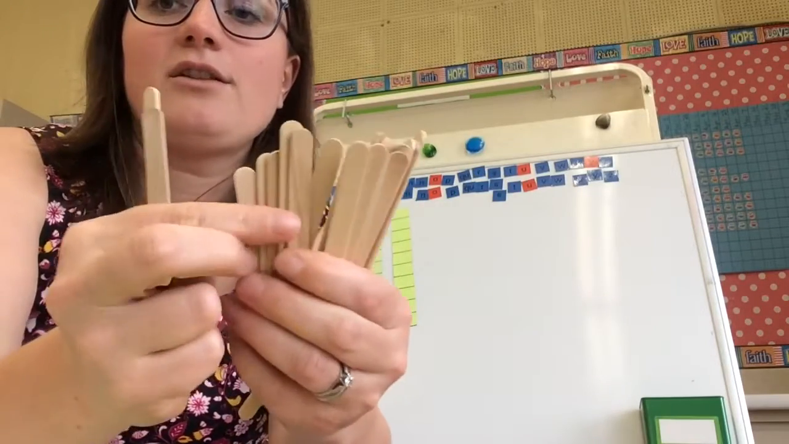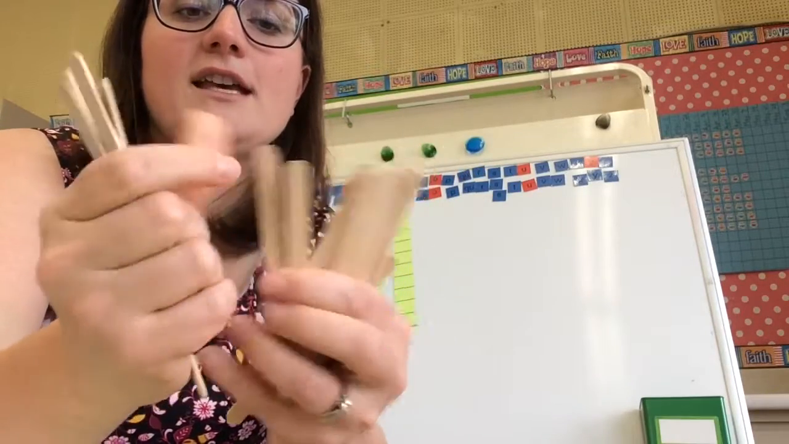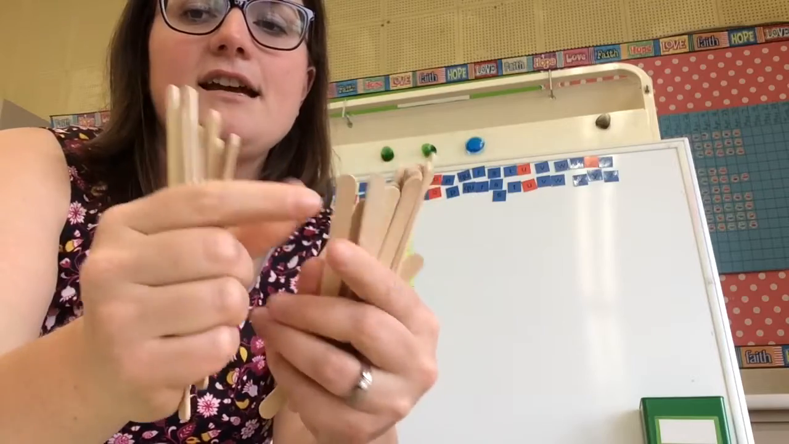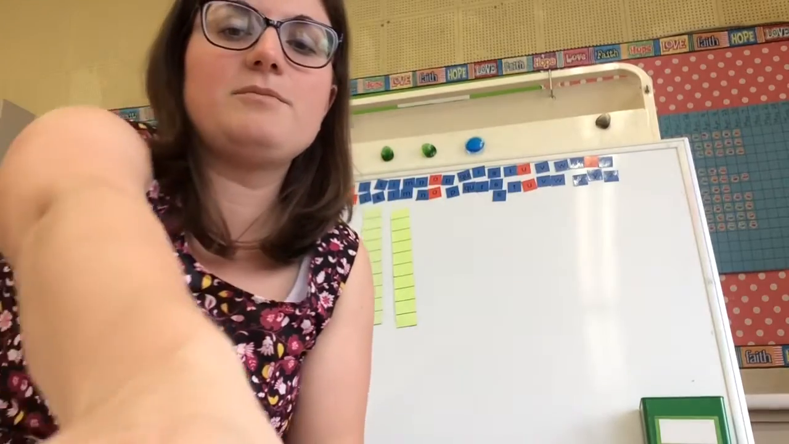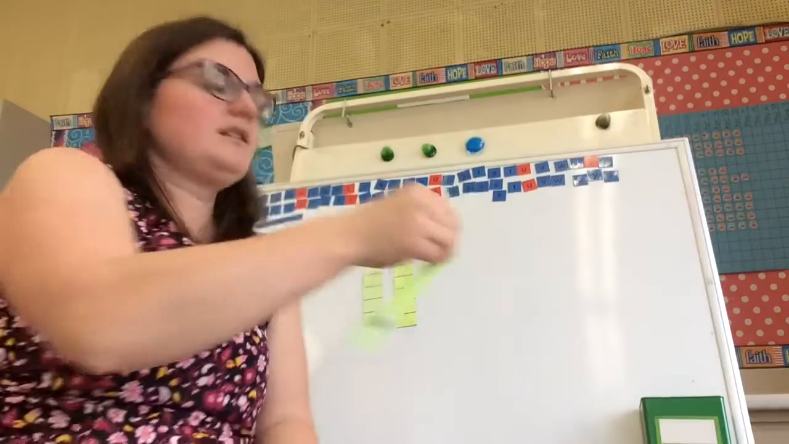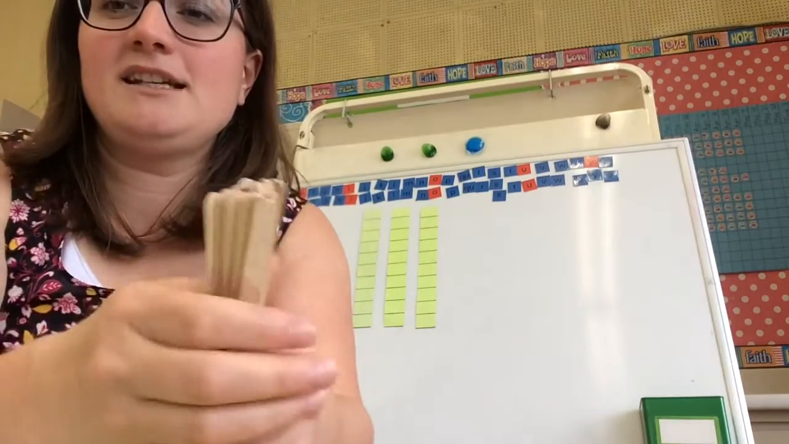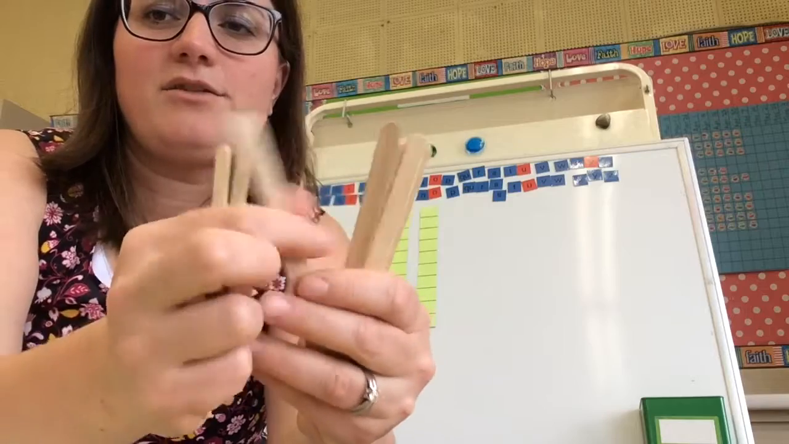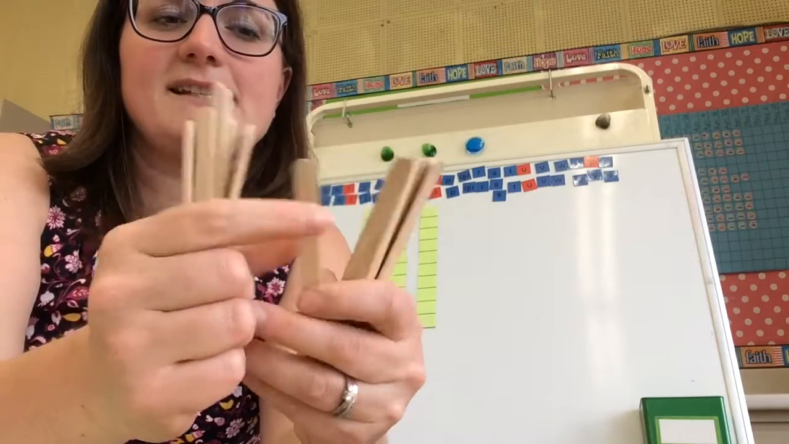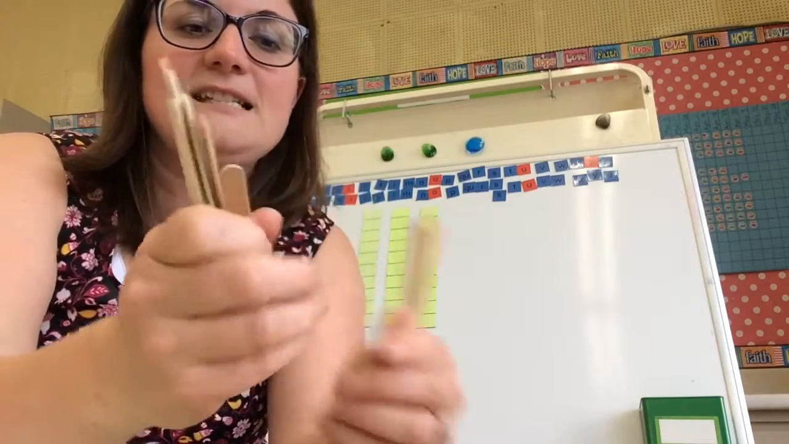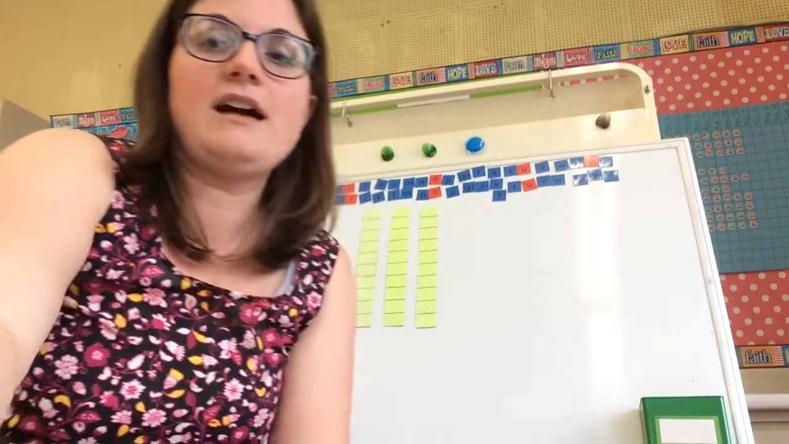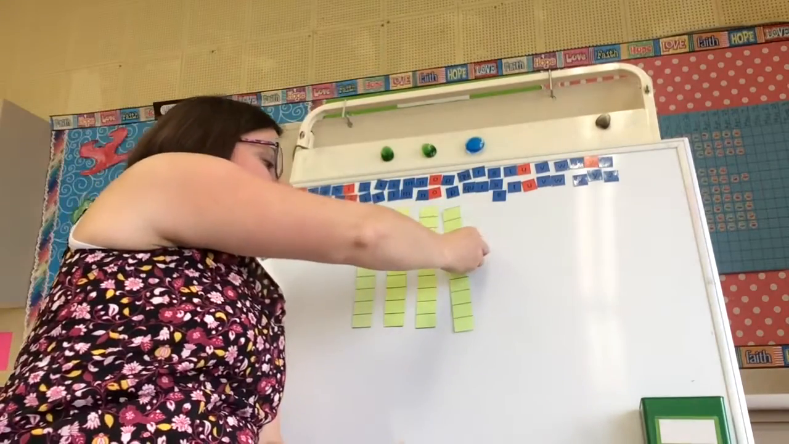1, 2, 3, 4, 5, 6, 7, 8, 9, 10. I got another group of 10. So I'm going to put another one on the board. Keep going here. 1, 2, 3, 4, 5, 6, 7, 8, 9, 10. So I now have 4 bundles or 4 tens.